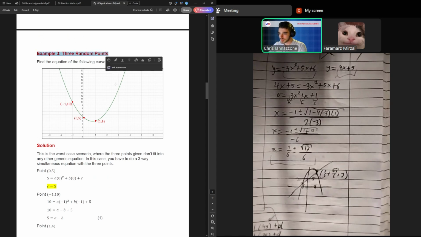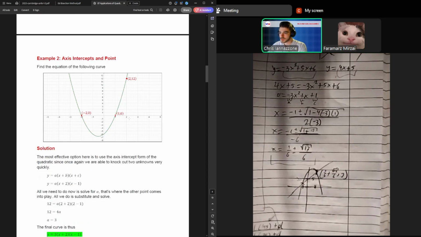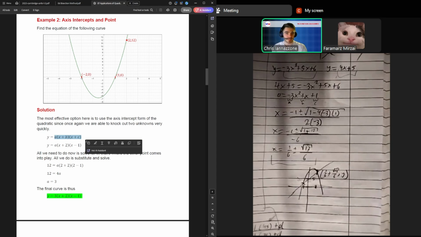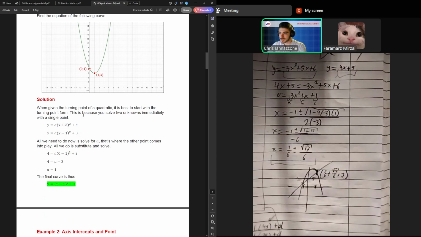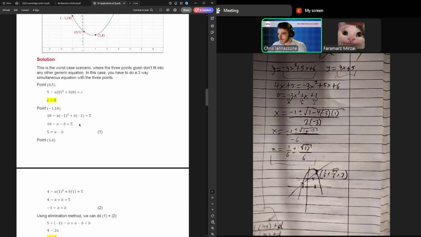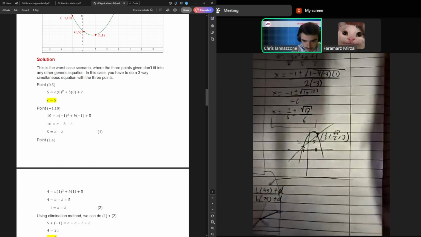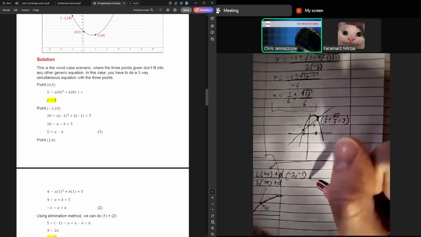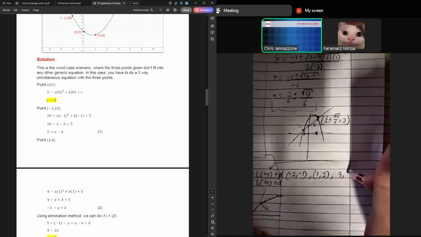You're given 3 random points, and so you have to do a 3-way simultaneous to solve that. Very briefly, if you had x-intercepts, for example, you could use this form and immediately figure out what those coordinates would be. If you had a turning point, you could stuff it into the turning point form instead. But because you have, what are the coordinates exactly? You've got -2, -1, you've got 1, 2, and 3, -16. They didn't even give you the y-intercept.